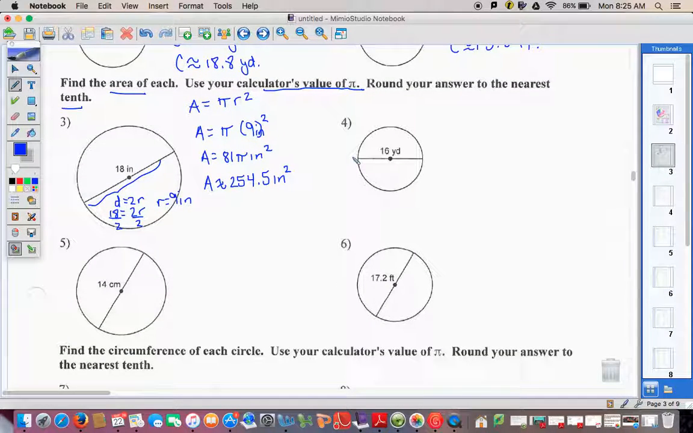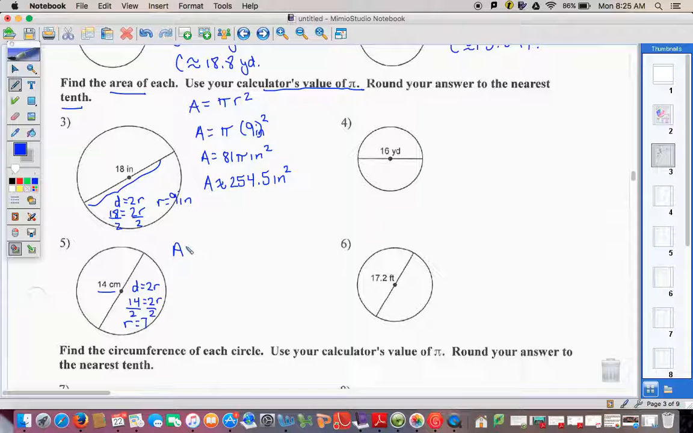Question number 5. Again, we're given a diameter. So you have to start by finding out what your radius is. We know the diameter is equal to twice the radius. So we have 14 is equal to 2 times r. And if we divide both sides by 2, you get the radius is equal to 7.